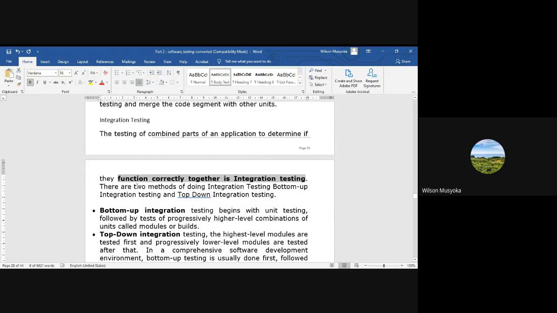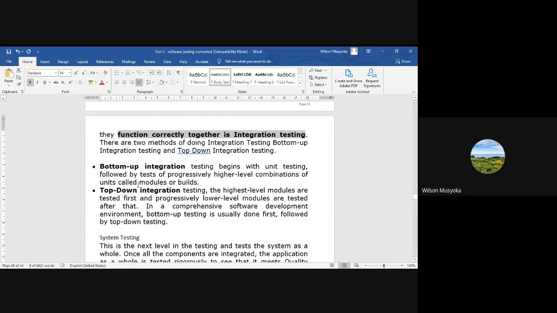And in order to check whether they are functioning correctly together, we do it in terms of bottom-up integration and top-down integration. So bottom-up integration is where we start with unit testing, then you follow up that with a combination of units, which we call modules or builds. The other one is where we start with the highest levels of the modules, or we start with the system integrated together, and then we break it down to the specific units.